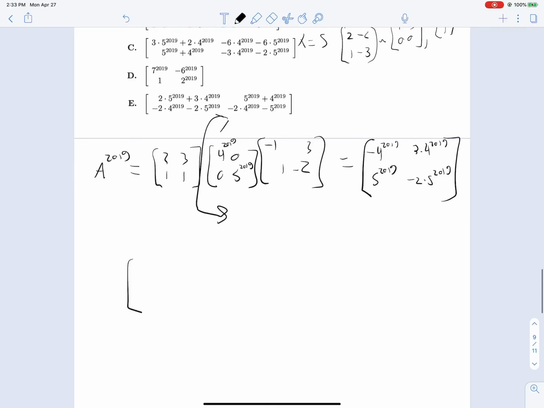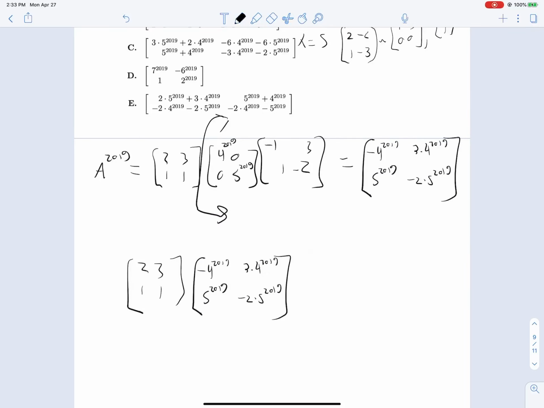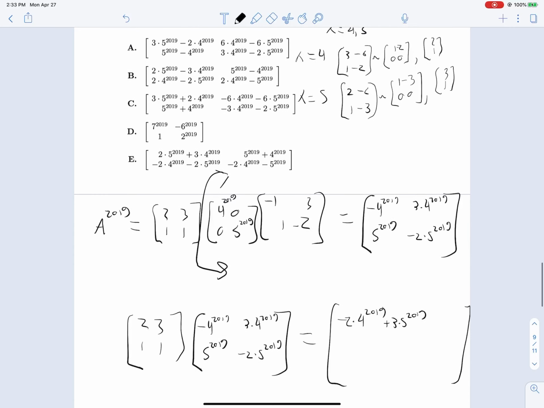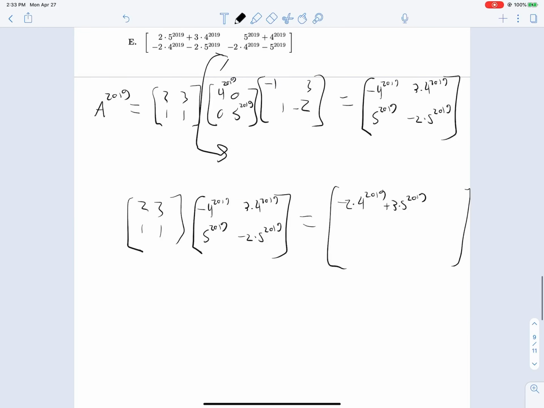Now our final computation will be 2, 1, 3, 1 multiplied by, I'm not copying this over, we'll duplicate it, multiplied by this guy right here. This gives us an even bigger one. We get negative 2 times 4 to the 2019 plus 3 times 5 to the 2019, and we should already be able to pick our answer out. That should be A. Let's go compute the rest for fun, though.